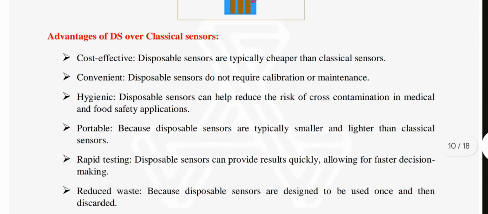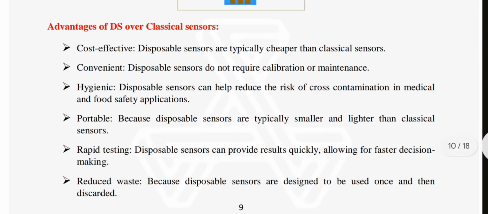Advantages of disposable sensors over classical sensors. Cost effective: disposable sensors are typically cheaper than classical sensors. Convenient: disposable sensors do not require calibration or maintenance. Hygienic: disposable sensors can help reduce the risk of cross contamination in medical and food safety applications. Portable: because disposable sensors are typically smaller and lighter than classical sensors. Rapid testing: disposable sensors can provide results quickly, allowing for faster decision making. Reduced waste, because disposable sensors are designed to be used once and then discarded.